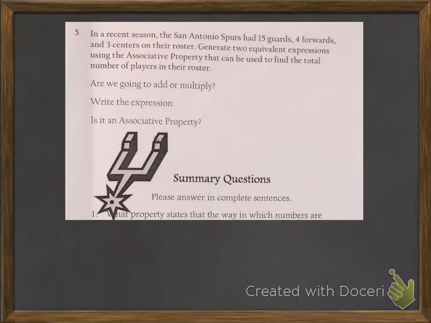Our last question says, in a recent season, the San Antonio Spurs had 15 guards, 4 forwards, and 3 centers on their roster. Generate 2 equivalent expressions using the associative property that can be used to find the total number of players on their roster. So are we going to add or multiply? Well, we just need to add up all the numbers on their team, so we're going to add here. And then let's write our 2 expressions. It says associative property, so if we look back in our notes, associative property has 3 numbers. We're going to start out with the first number, 15 guards.